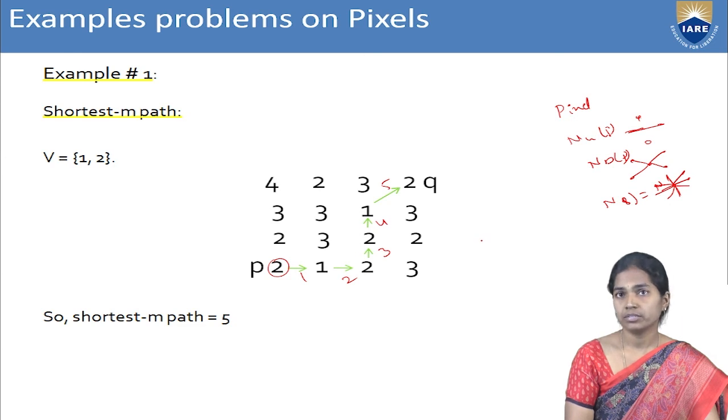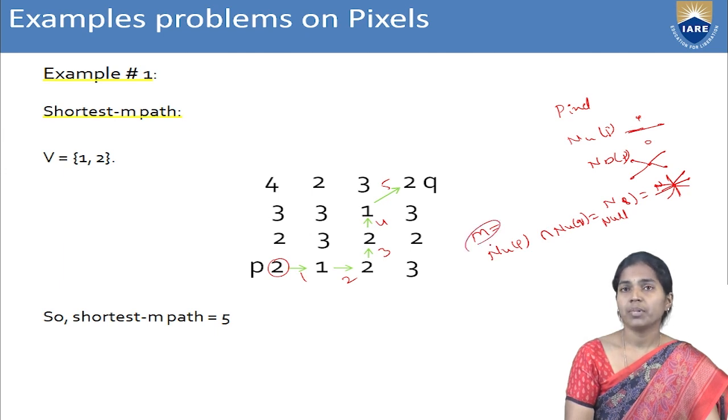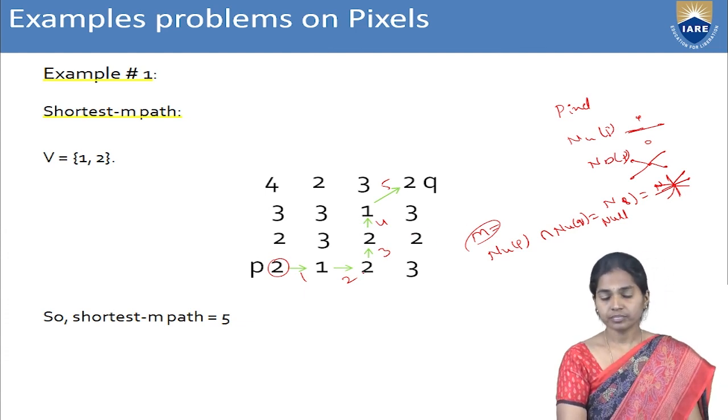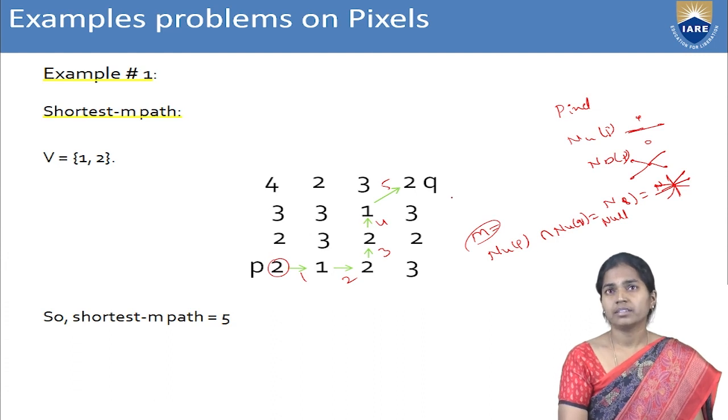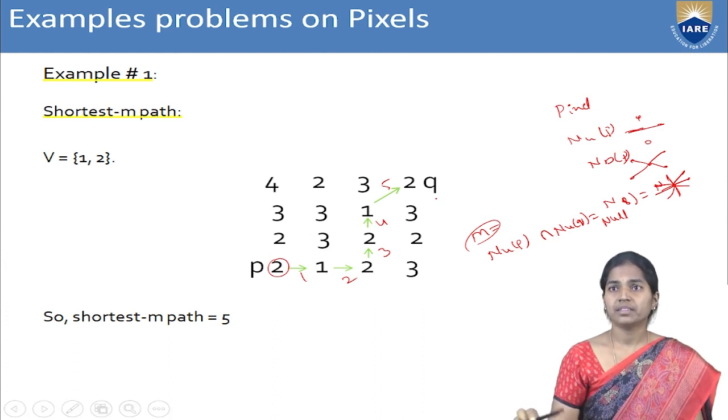How can we find the shortest path from point P to point Q? Here we need to remember one point. For M adjacency, the condition is N4 of P intersect with N4 of Q equals null. So we need to consider this path. When this is null, we can use the M path. When we go for 8 adjacency, we have multiple paths. To avoid these multiple paths, we go for M adjacency. So these are the example problems based on relationships between pixels.